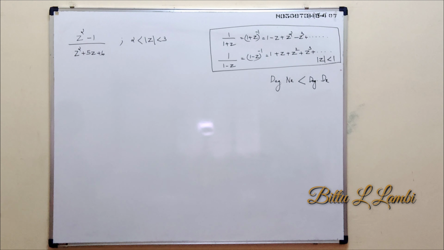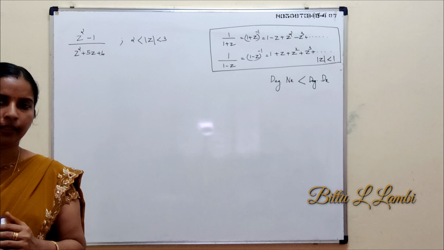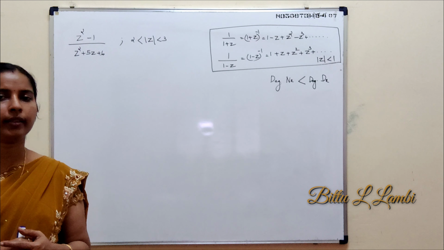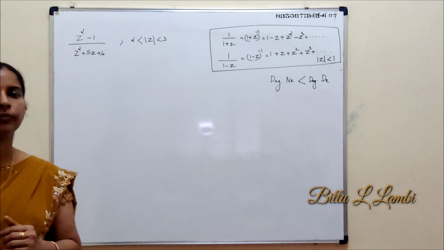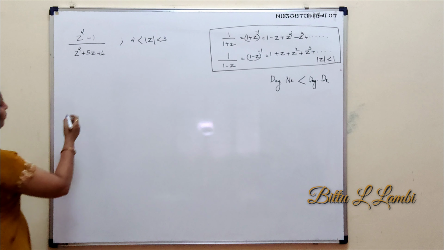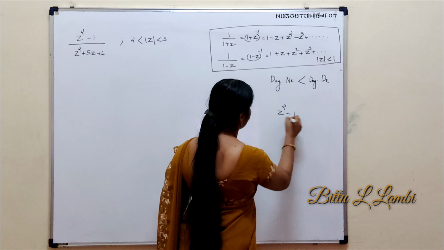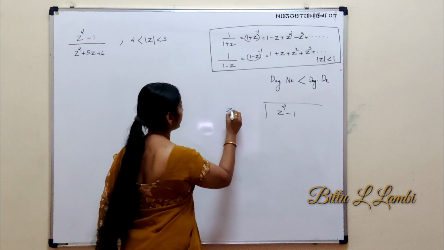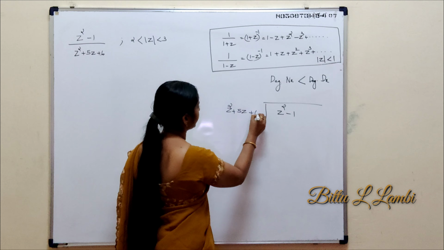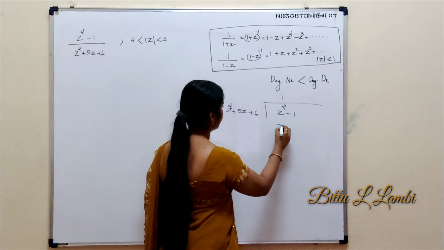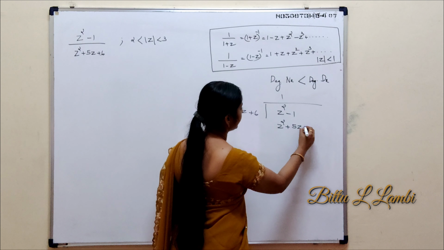Here, the degree of the numerator is 2 and the degree of the denominator is 2. So you can't give its partial fraction directly. So first you have to divide and make the degree of the numerator less than the degree of the denominator. Then you can give the partial fraction. Let me do it. For that, you first divide z square minus 1 by z square plus 5z plus 6. 1, you multiply this one, that is z square plus 5z plus 6.